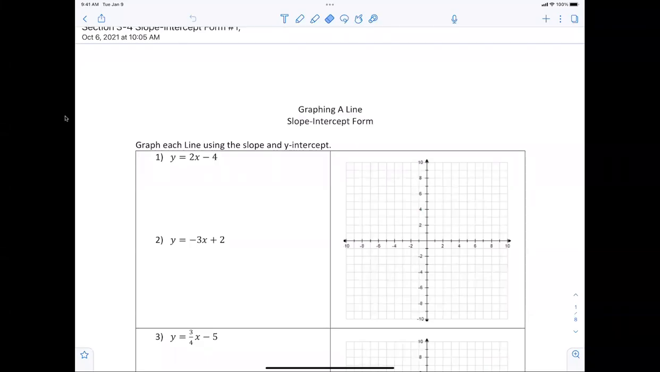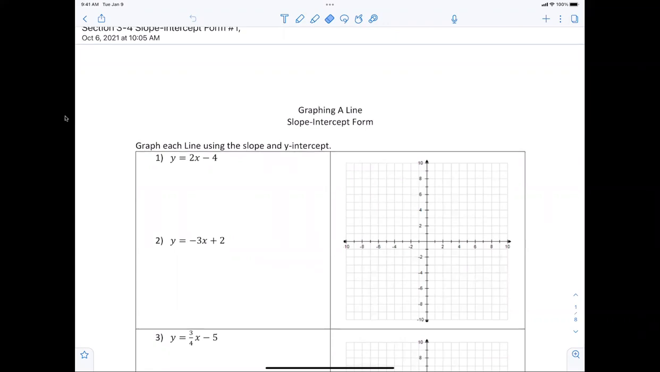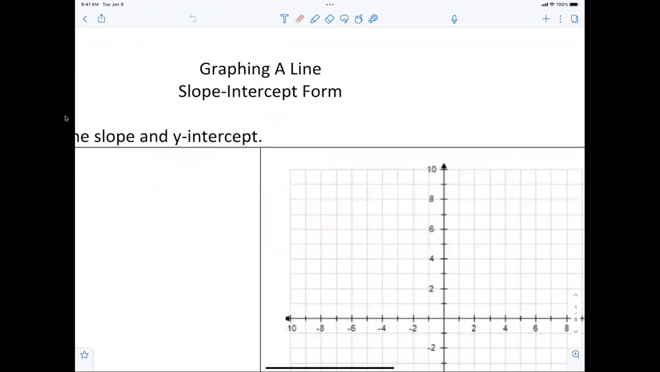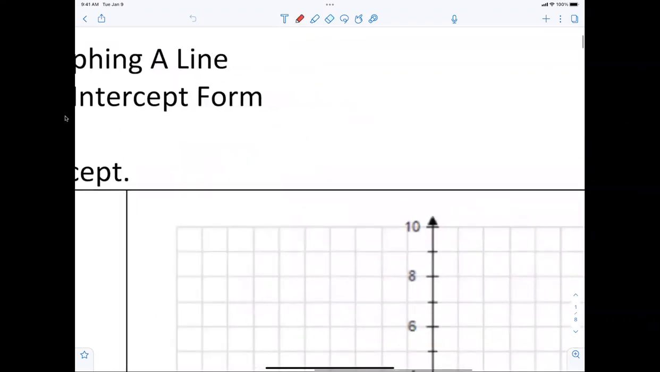All right, graph each line using the slope and the y-intercept. So first thing everybody needs to do is right at the top of their paper, y equals mx plus b. Everybody in here knows what m stands for. Not mass, not even math. Slope. Thank you for those of you guys who paid attention last week. M stands for slope.